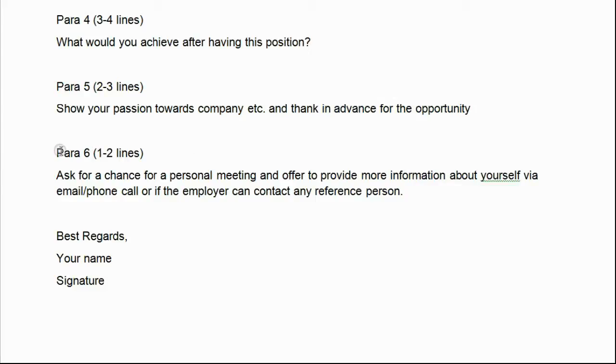Then comes 1 to 2 lines that are actually closing lines, and you ask in these lines if you can have a personal meeting, if you can have a chance to have a look at the setup of the company, and offer that you are open to provide more information via email or phone call.